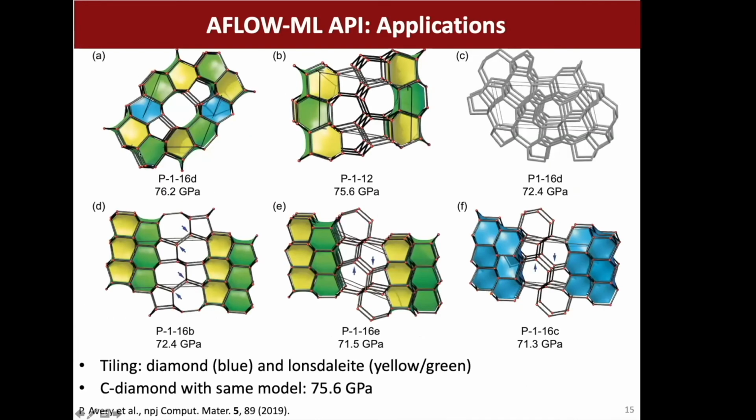Okay, so here you can see some of the predictions. In particular, this structure at the top right, so there's carbon diamond, using this model, estimates a hardness of around 75.6 gigapascal, to put things in perspective, while this one is actually estimated to be slightly harder than diamond. You can see from this tiling, the green and yellow tiling indicates Lonsdaleite-type structures, while the blue tiling indicates carbon-type structures. So this is a mixture of carbon and Lonsdaleite-type structures, and this material we expect to be possibly even slightly harder than diamond.